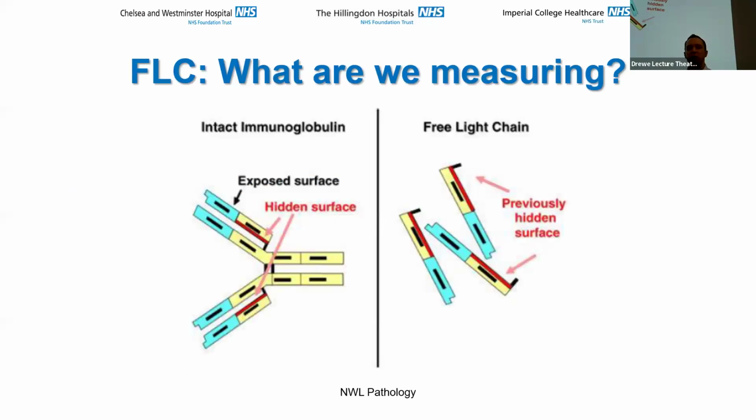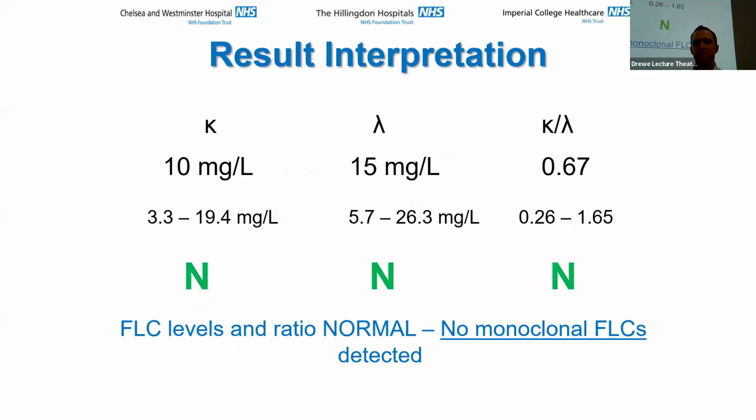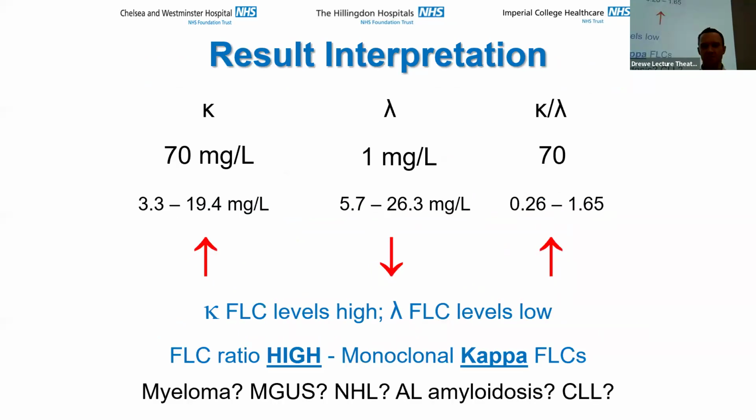So just to think about what we're actually measuring first, we've got our free light chain assay. So we're looking at a previously hidden surface on these free light chain molecules when they're secreted. And what we'd usually expect in a normal patient, you'd have a normal kappa and normal lambda concentrations within the reference ranges, which gives rise to a normal ratio. So very straightforward in terms of interpretation.